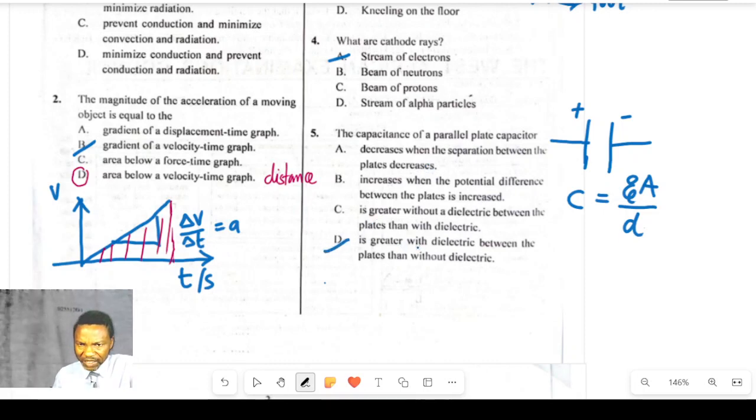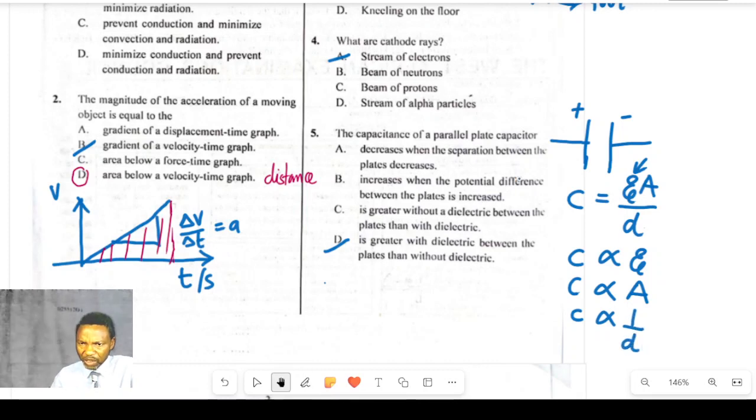The capacitance is greater with dielectric material between the plates than without dielectric material. The permittivity here stands for the dielectric material. So you see that capacitance is directly proportional to the presence of dielectric material. Capacitance is directly proportional to the area of the parallel plate, but inversely proportional to the separation distance. So the wider the plates are from each other, the smaller the capacitance.